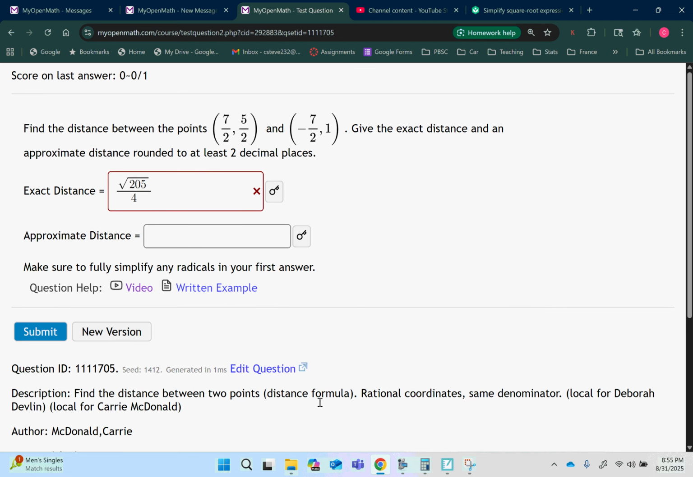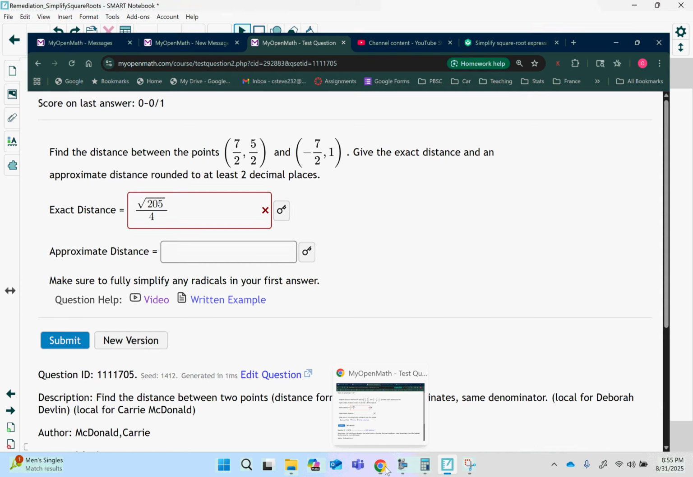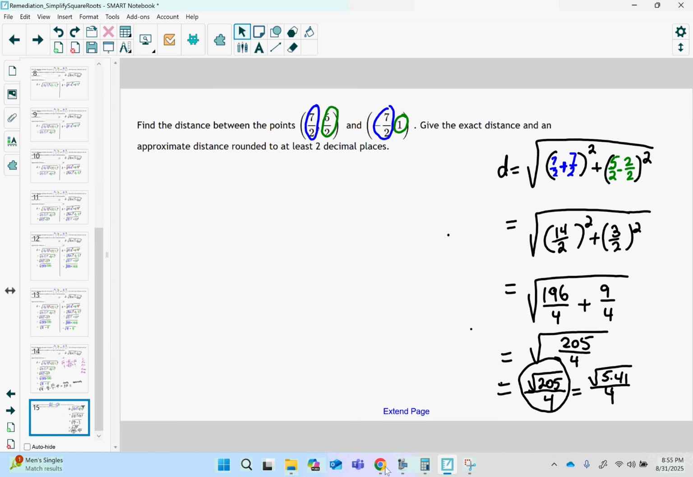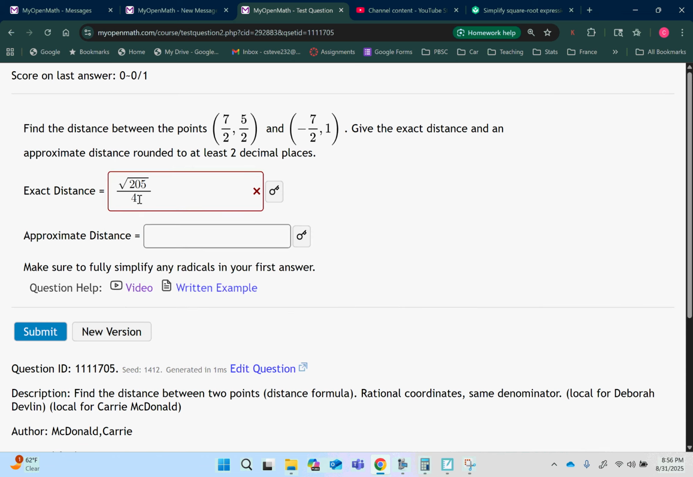Uh-oh, I messed up somewhere. Oh, of course, because the square root of 4 is supposed to be 2 when it comes out of the radical. Silly. Okay, so that should have been a 2. I apologize. So let me get my 2 in there, and that should fix the situation.